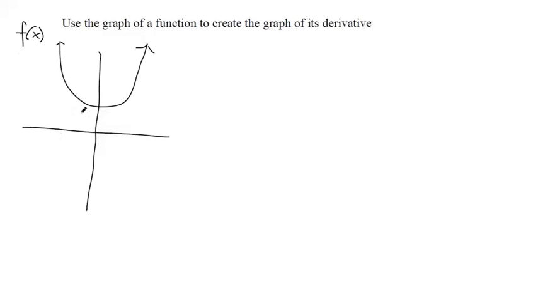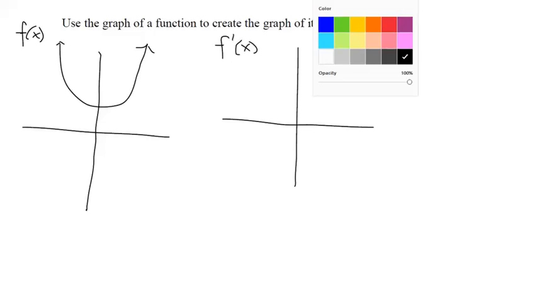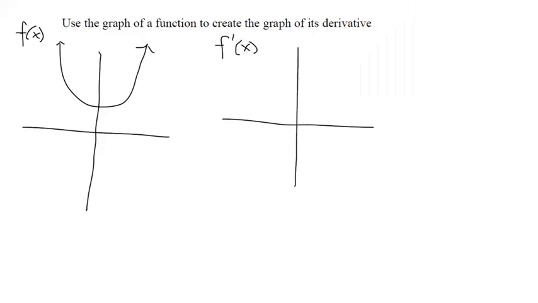Here's a graph of a function. We're asked to create the graph of its derivative. So if the function is called f of x, we have shorthand notation f prime of x to say that that's the derivative. Okay, and a derivative is a representation of all the instantaneous slopes, all those tangent slopes.